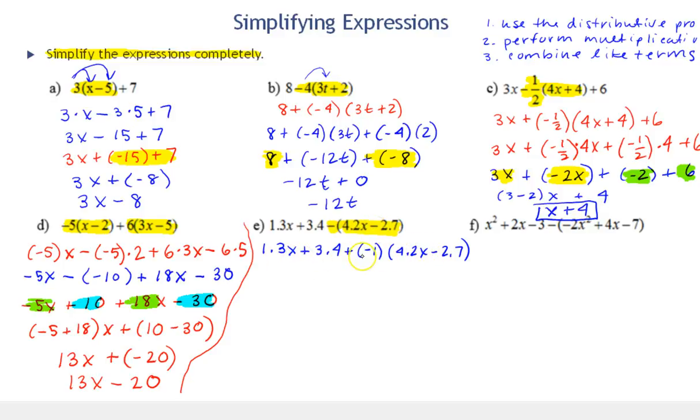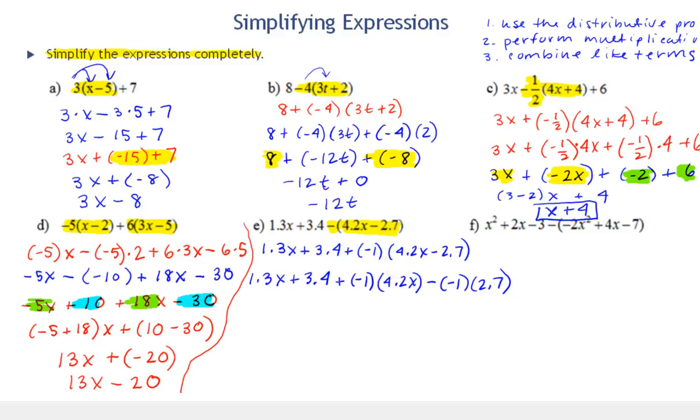Okay, so now let's distribute this negative 1 to each of these two terms. The beginning part we can just rewrite. It's not changing. 1.3x plus 3.4. Now multiply each of these terms by negative 1. So plus negative 1 times 4.2x, keep the minus sign, negative 1 times 2.7. So we've used the distributive property.